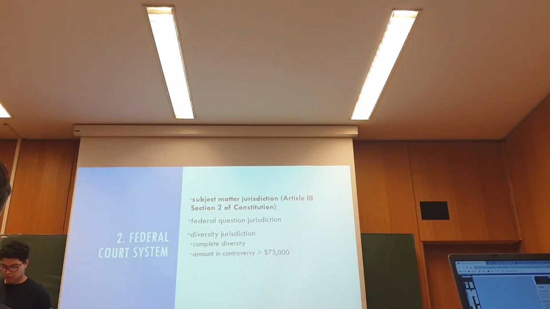Okay, so let's start with subject matter jurisdiction. It is the authority of a court to decide a specific case. What's very important here is the distinction between federal courts and state courts, because state courts are usually allowed to hear any type of case. So the question of subject matter jurisdiction only really arises when it comes to federal courts.